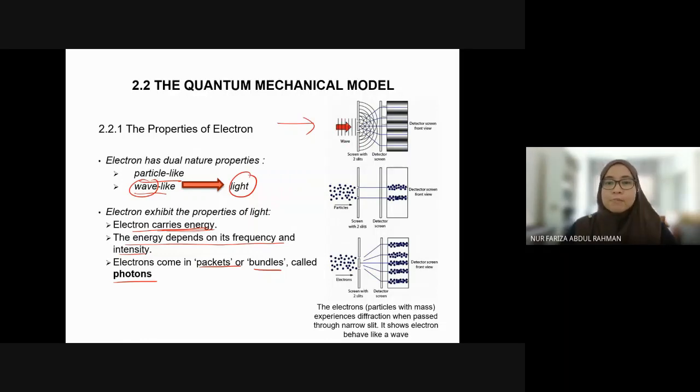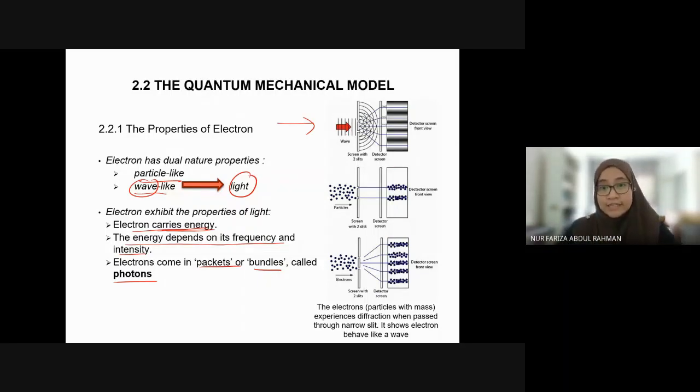Okay, so these are the properties of waves. Can you see? A wave, in general, has these properties, in which it can be diffracted. Like light, it can be diffracted, deflected, reflected. Okay, so those are the characteristics of a wave.